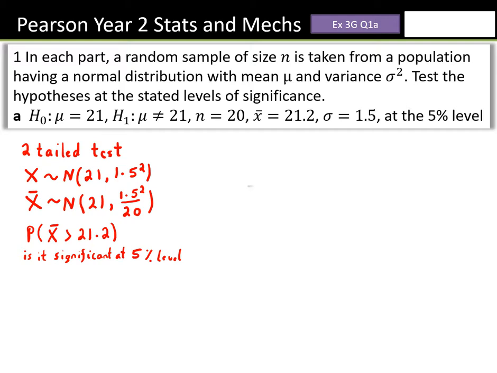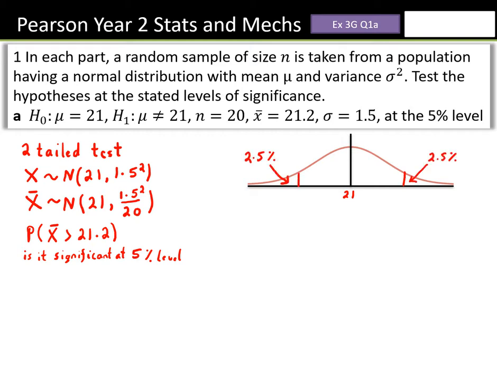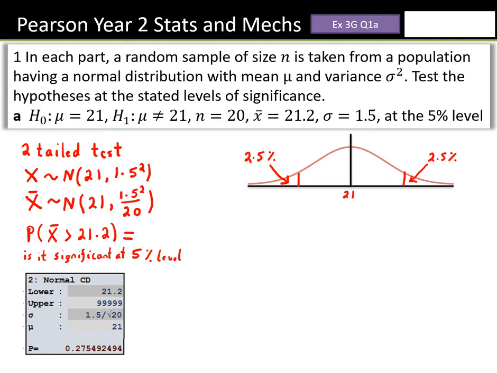What does that mean? So sketch yourself out a picture. We're doing a two-tailed test at the 5% level, so that's 2.5% at both ends. Let's go back and work out what's the chance of getting an X bar of greater than 21.2. Well, on our calculator in normal CD mode, we're above the mean, so 21.2 all the way up to all the 9s. Our standard deviation then is the square root of our variance, so it's 1.5 over root 20.